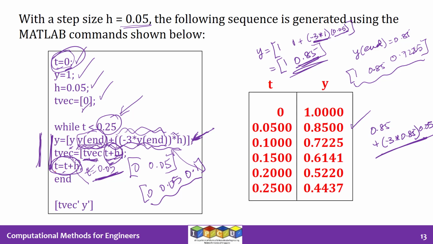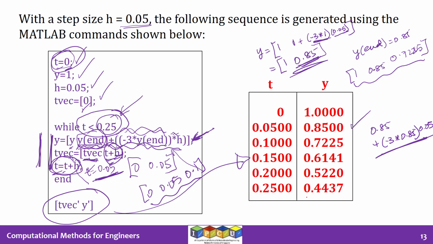And at some point in time, this t will reach 0.25, in which case this statement will become false, because when t becomes 0.25, t is no longer smaller than 0.25. So the moment you have calculated for t equal to 0.25, the iterations will stop. And then I can display the values of t vector and y vector, and you will get this to be the answer. So you can readily see the values of t and the corresponding values of y when I used a step size of 0.05.